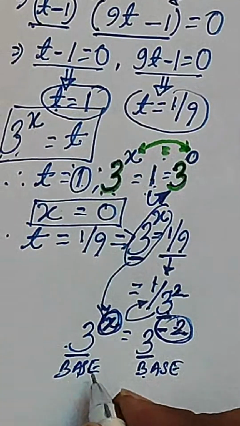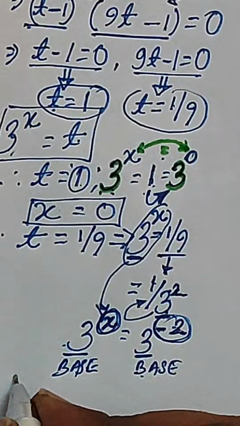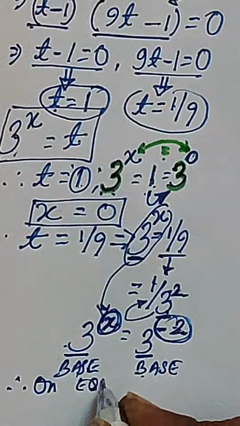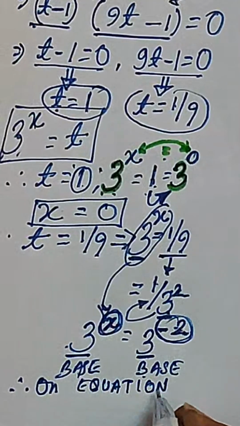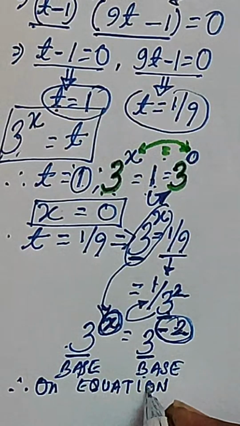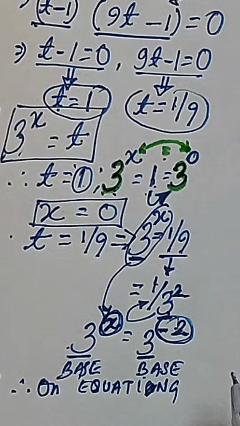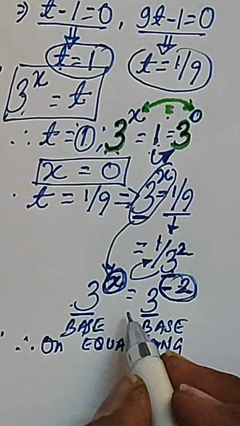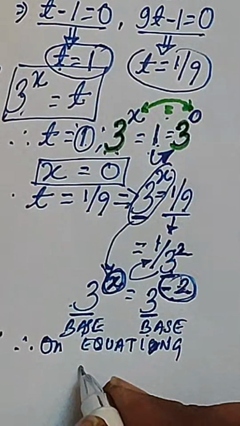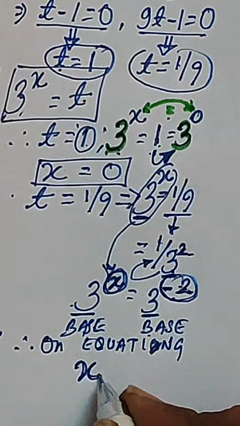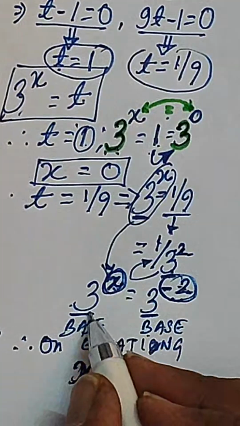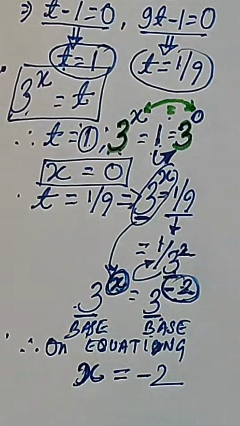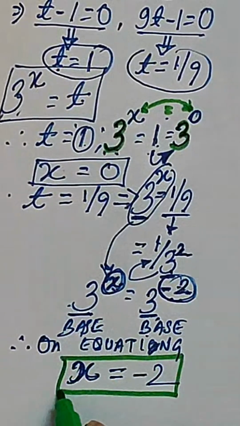Therefore we can write, on equating, because this is an equation, so we can equate LHS and RHS. What will you get? We get the value of x as equal to minus 2, because the bases are the same on the LHS and RHS. So x equal to minus 2 is one of the solutions, right?